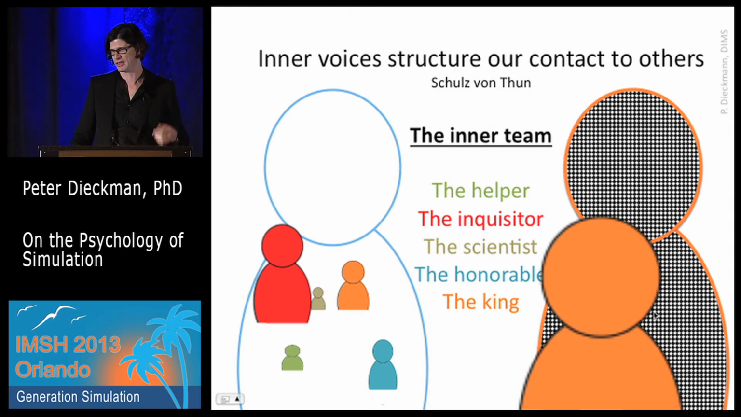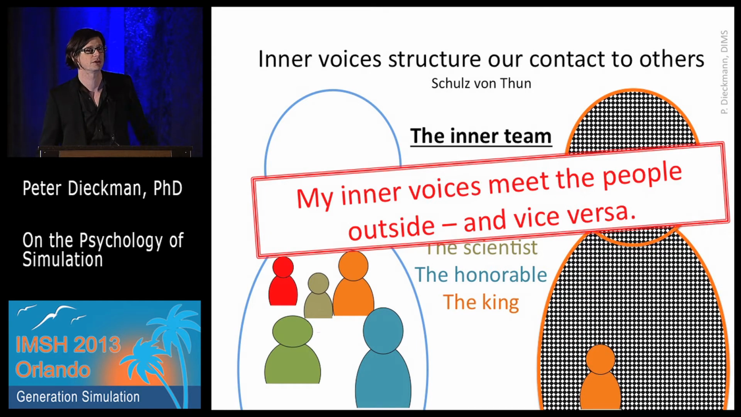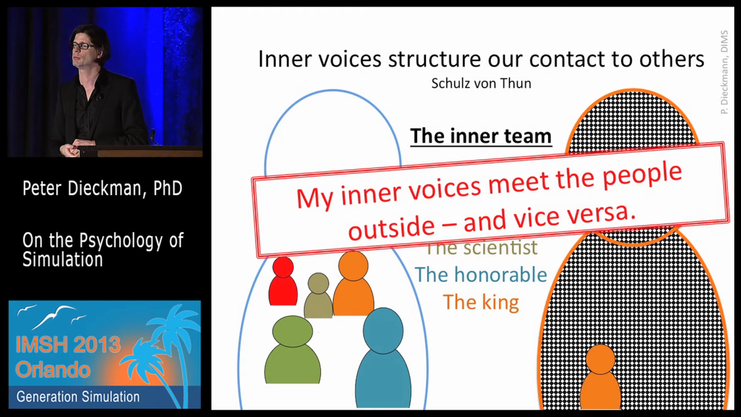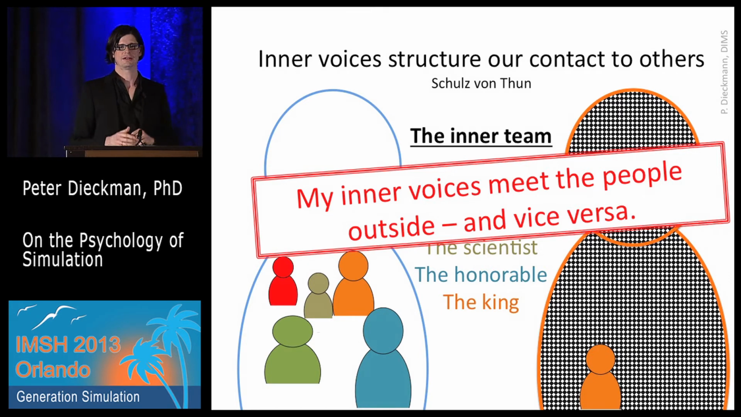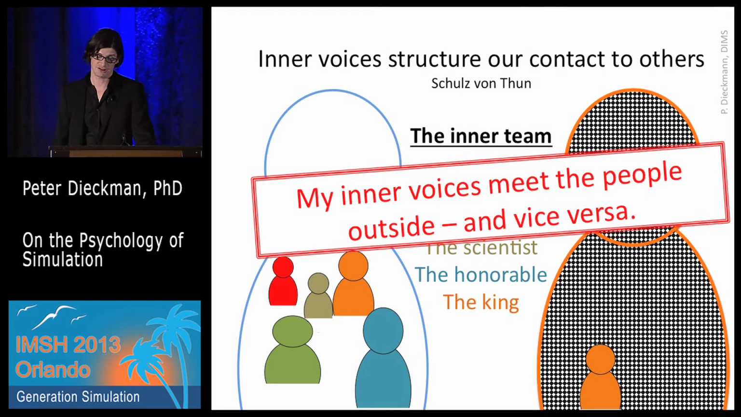The interesting thing is action equals reaction sometimes. So if your king comes out or your inquisitor, maybe that triggers the king of the other person, and maybe it triggers it really, really much. And suddenly you have these discussions where you don't really understand how you could end up in such a strange conversation and such a strange conflict, where sometimes it might be interesting to listen to your own inner voice and to mentally make the role shift and think what kind of other inner voices the other person might operate with, and maybe have the inner voices negotiate a little bit with each other, and then maybe you can calm down. So my inner voices meet other people and vice versa.